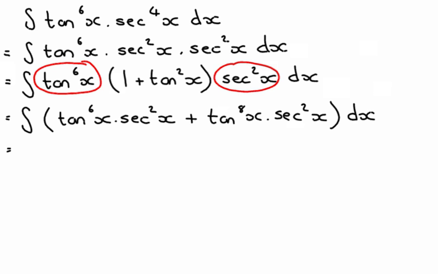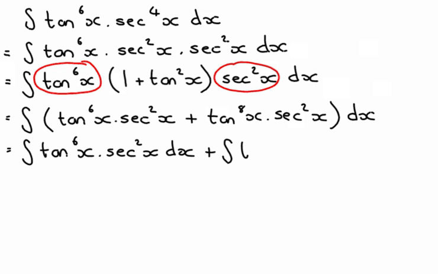Now remember, we can split the integral over the plus. So this is the same as the integral of the first term. Notation is very important, remember. You add the integral of the second term. And now you can just use inspection, because we can see here the derivative of tan x.